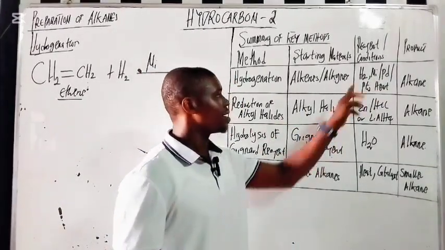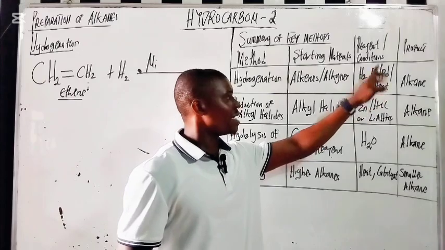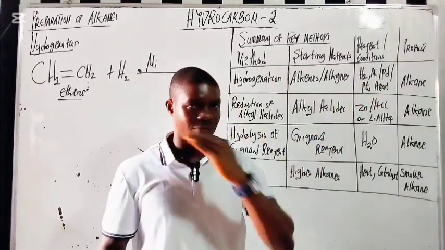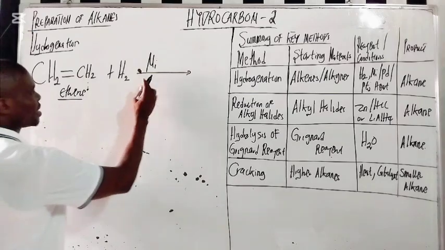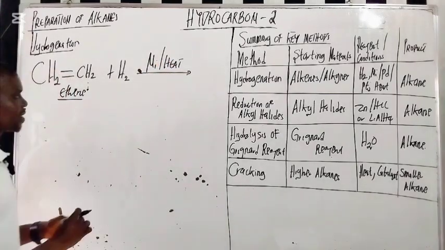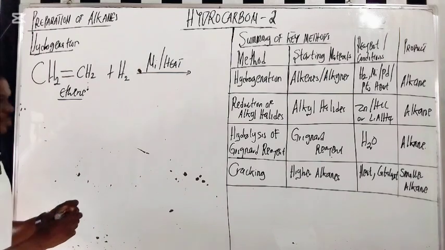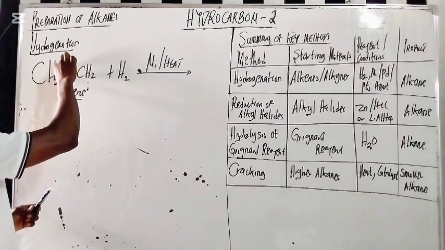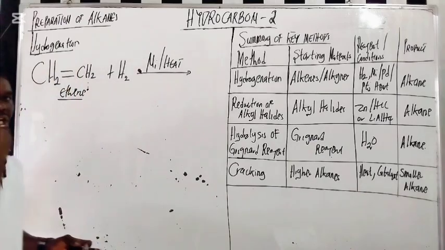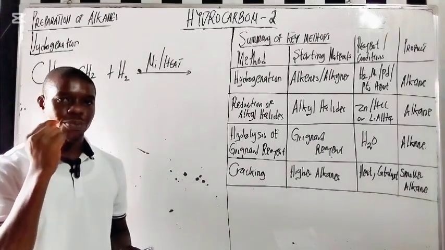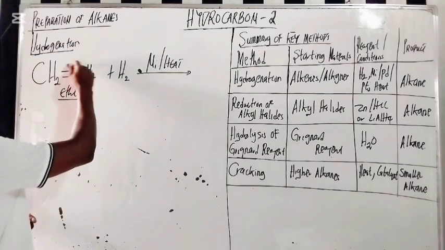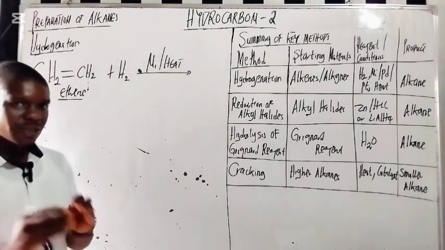Ni/Pd/Pt, so it can be any of them. I decided to pick nickel here. So what happened here? Remember, whenever you have a double bond, a double bond always contains a sigma bond and a pi bond. So when you're adding this H to it here, you are breaking the pi bond. You are breaking the pi bond.